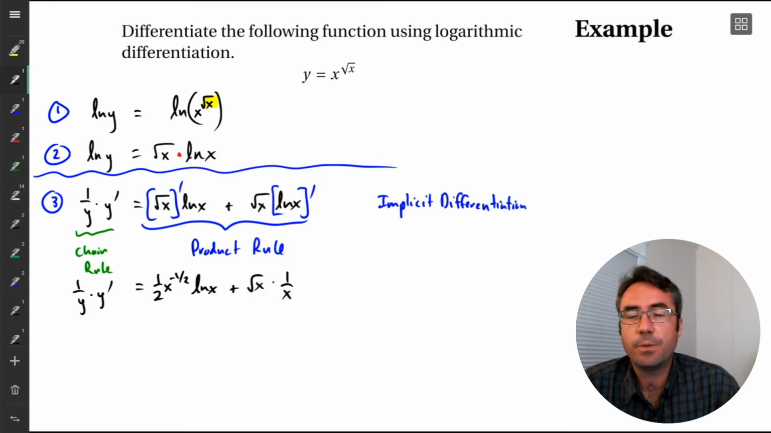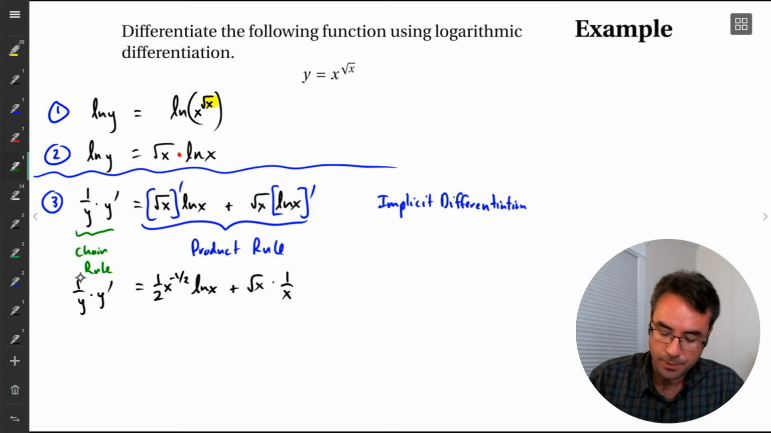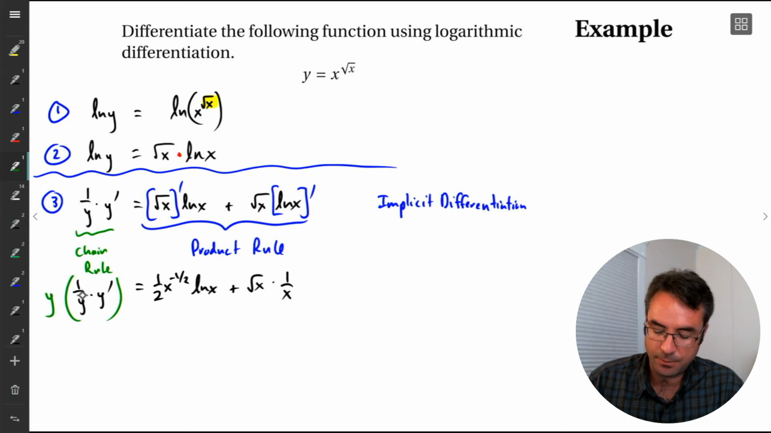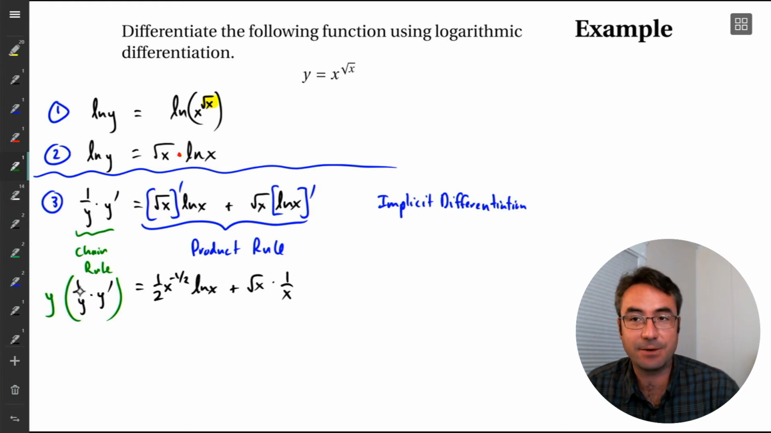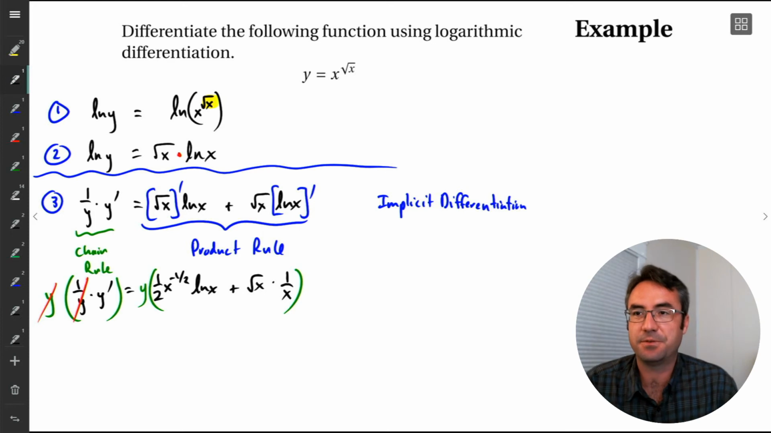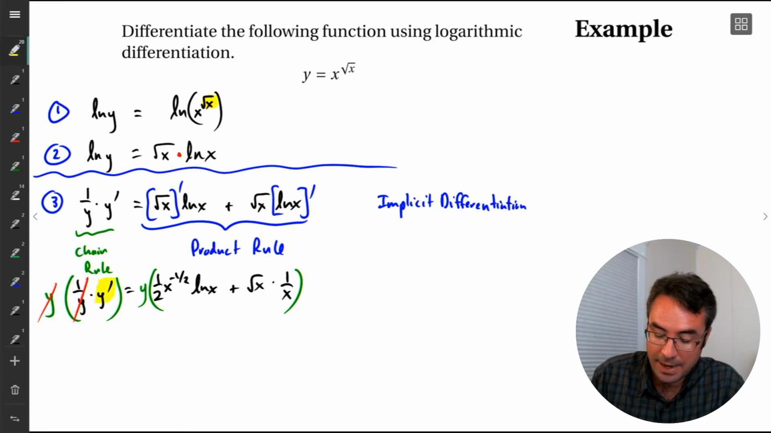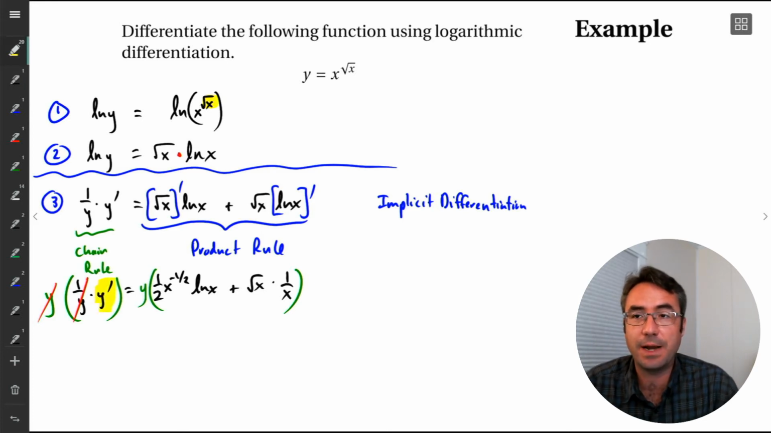Now from here, we want to solve for y prime. So what do we do? We multiply both sides by y, and that's to get rid of this 1 over y. We don't want that 1 over y there. We want it canceled. So if we do it to one side, we have to do it to the other side as well. So the y and the 1 over y cancel on the left. We have y prime then all by itself now. So we've solved for y prime.